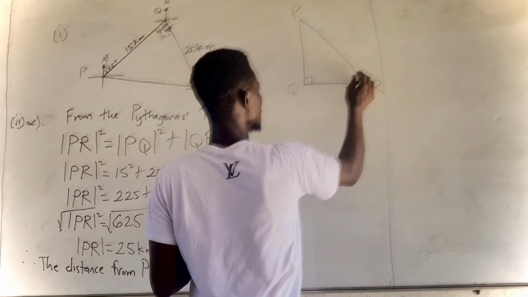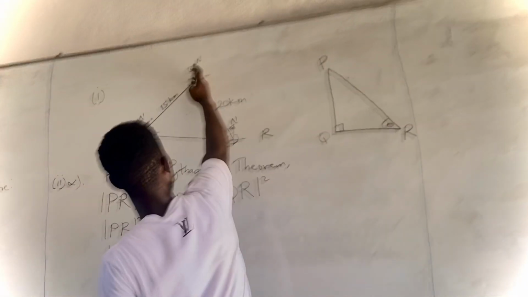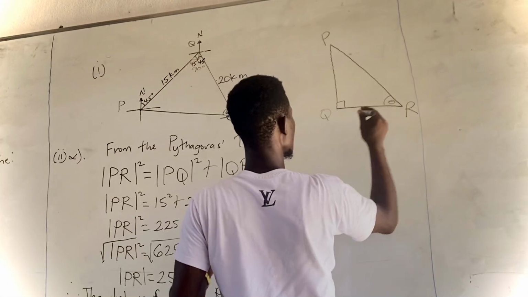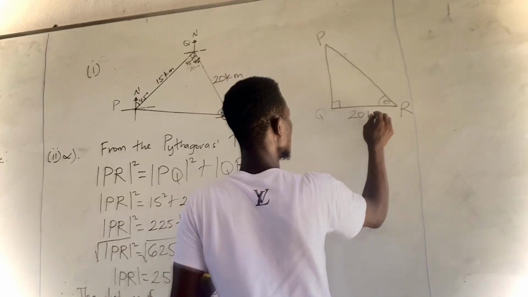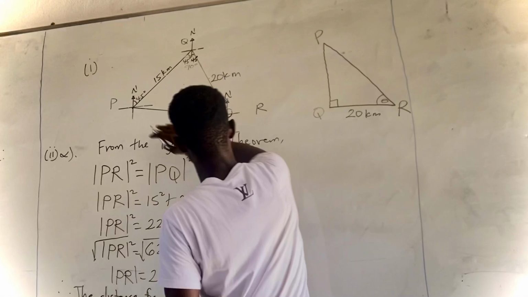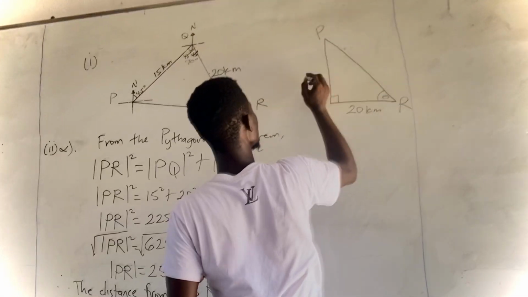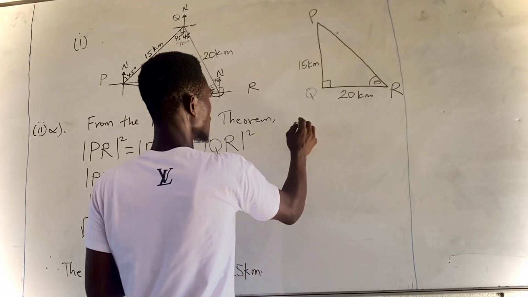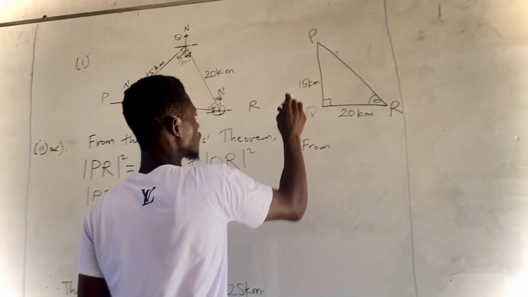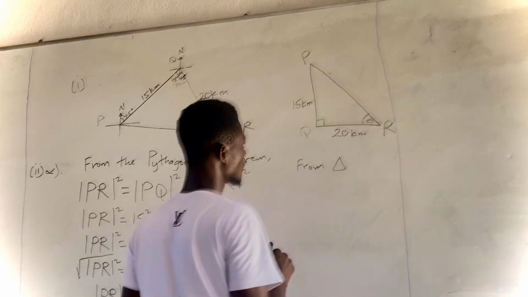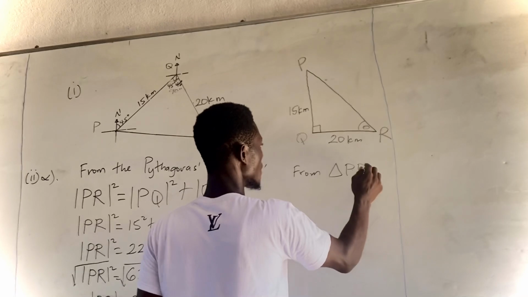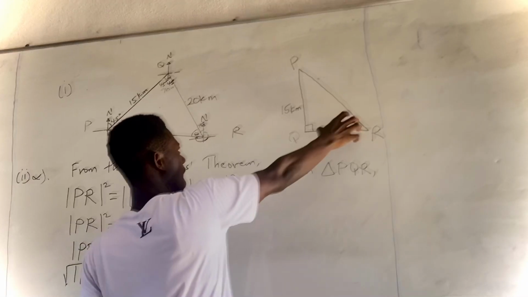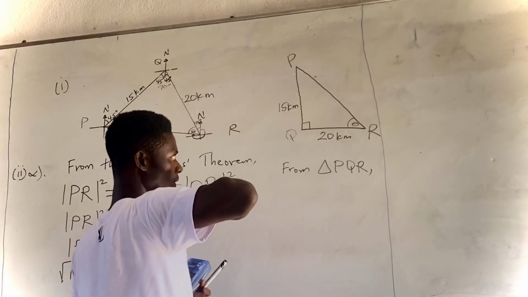So here is theta. And then the distance QR is 20, so make sure you label it that way, 20 kilometers. And then the distance PQ is 15. So this is PQ, 15 kilometers. So now you can see, from triangle PQR, we get a measure of 2 of the sides of this triangle, and then we want to find the angle.